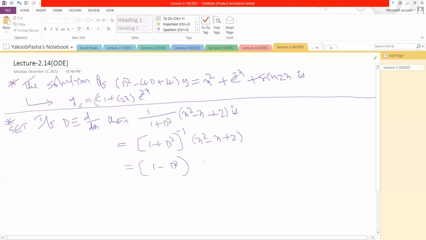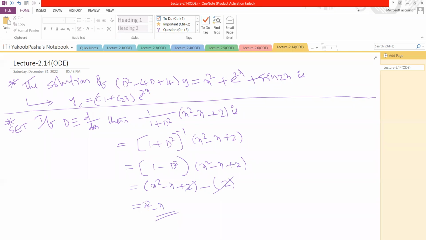No need to take other terms. Here, x square minus x plus 2 multiplied with 1 minus D square gives x square minus x plus 2 minus D square of it. One differentiation gives 2x minus 1. Again differentiating we get 2. So here the 2 will be cancelled. This is equal to x square minus x, which is the answer of the problem.